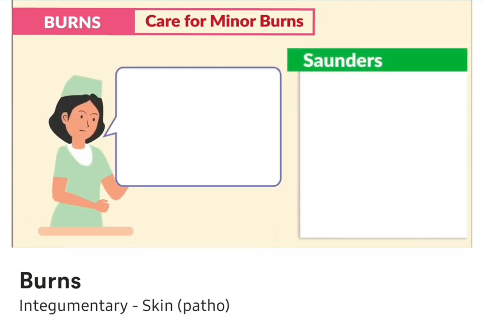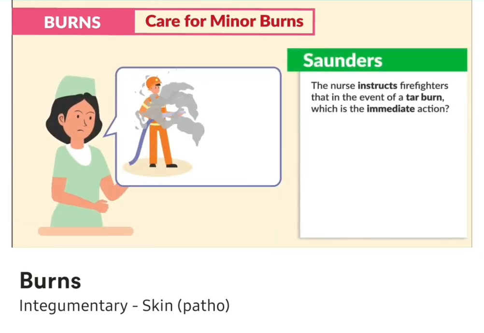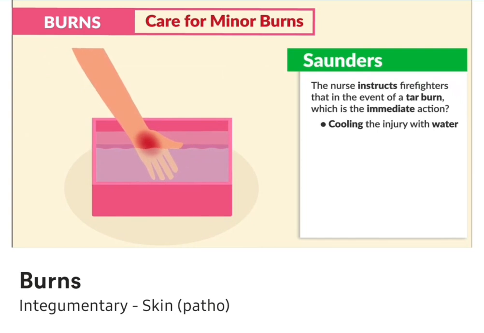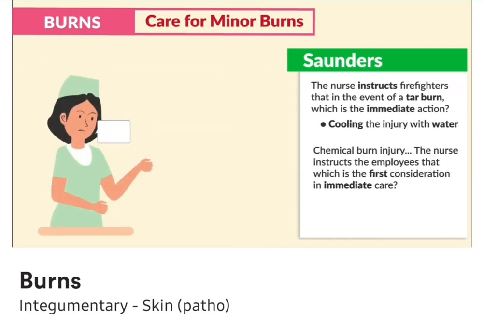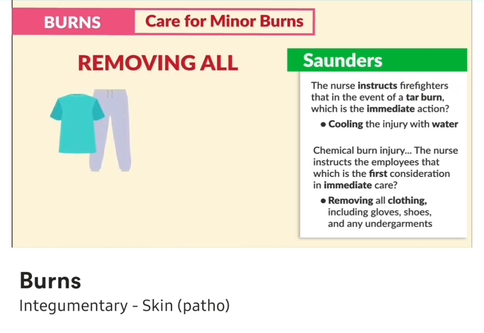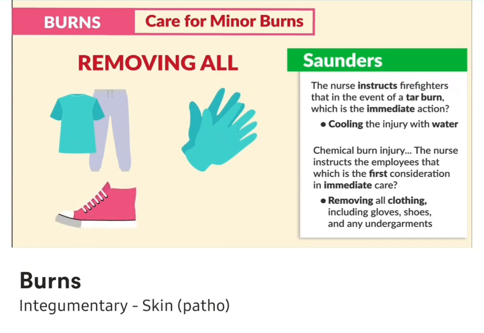Now Saunders mentions, the nurse instructs firefighters that in the event of a tar burn, which is the immediate action? Cooling the injury with water. Yes, that was our first C there. And the second question, for a chemical burn injury, the nurse instructs the employees that which is the first consideration in immediate care? Removing all clothing, gloves, and shoes, and any undergarments. Just strip down like you're going skinny dipping.